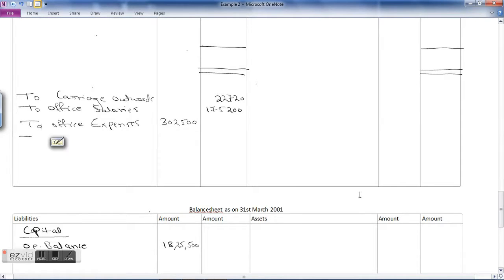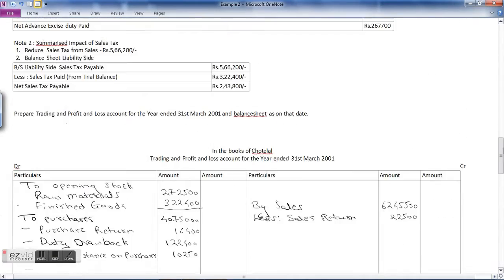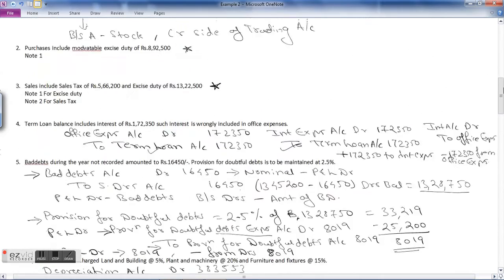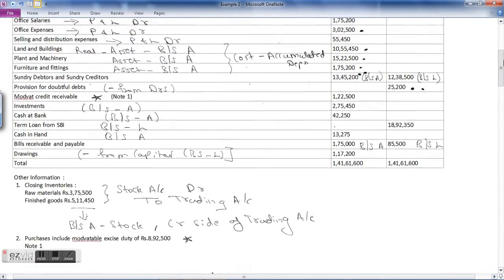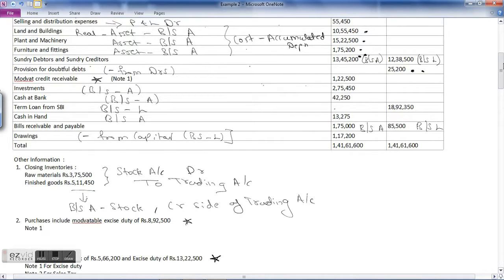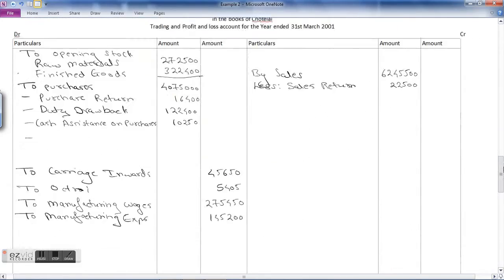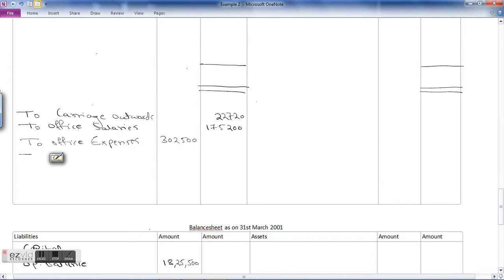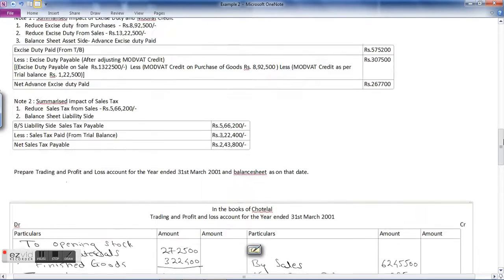Okay, then the next one, selling and distribution expenses 55,450. So profit and loss account debit side, selling and distribution 55,450. Selling and distribution expenses 55,450.